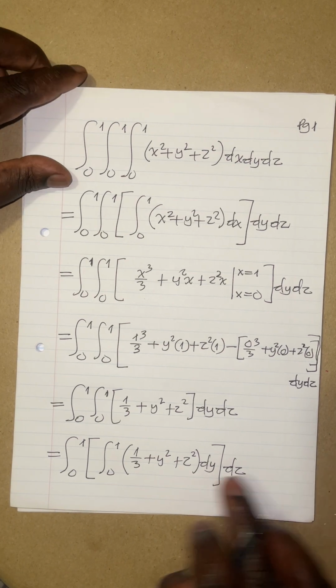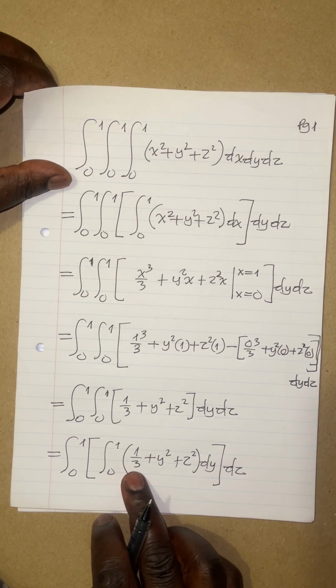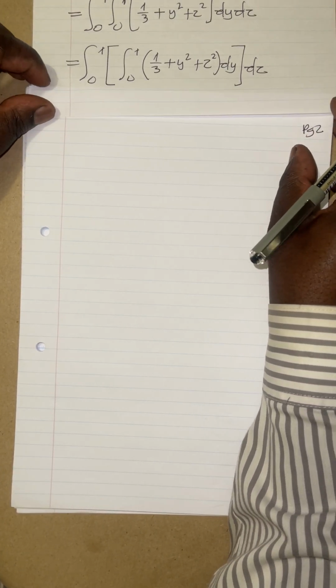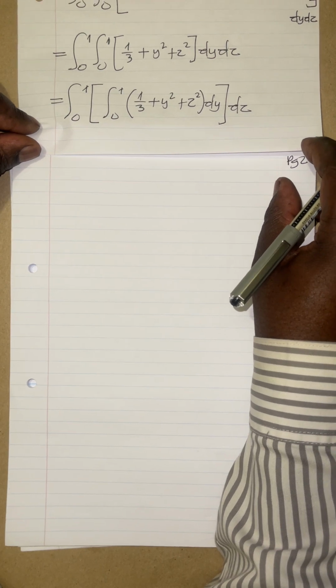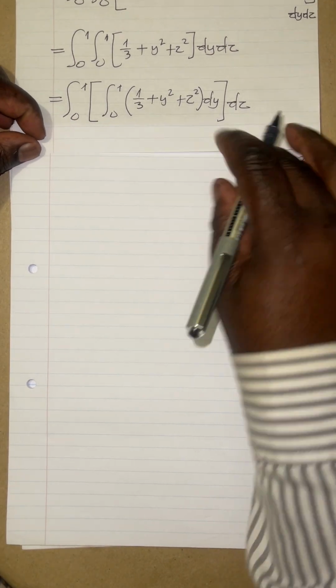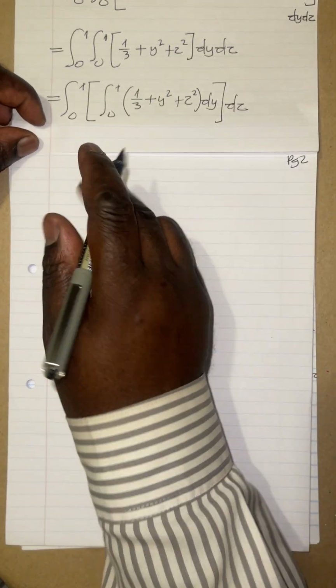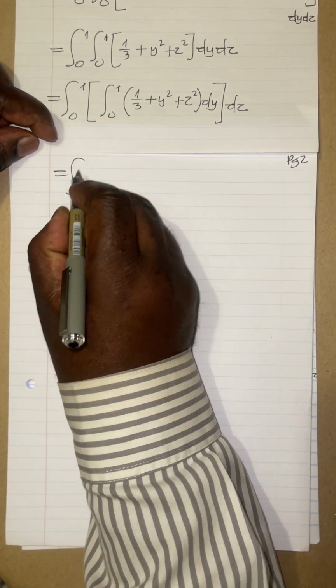Now 1/3 is a constant with respect to y, and z squared is a constant. Taking us to page 2, hope you can see there. Let me move down a little bit more. Right, so now I'm basically saying that this integral works out as follows: 0 up to 1.